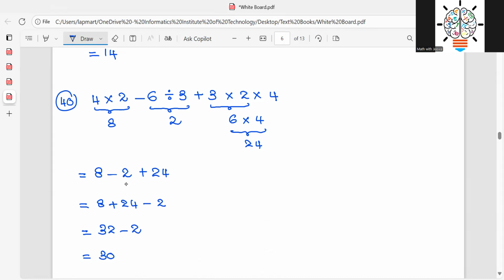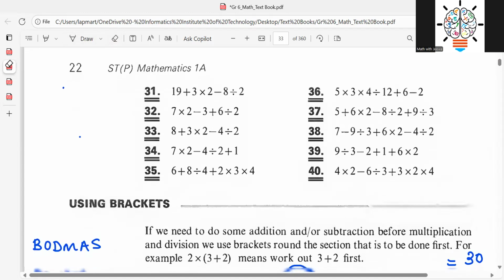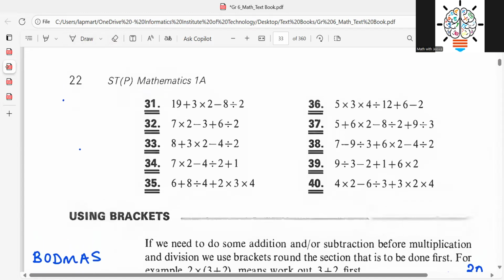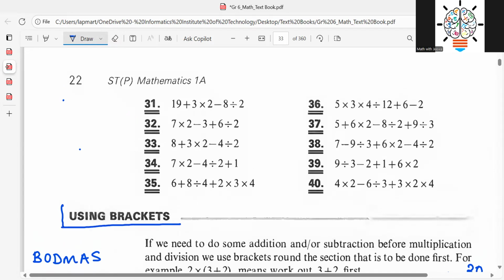Okay, children, that is all about the homework. So now I'm moving to the next theory content. Please take your theory books and go to the subtopic, put the date and go to the subtopic using bracket. So you can take your black color pen and write down this using bracket. So under the BODMAS, now we are going to do a few sums using bracket.